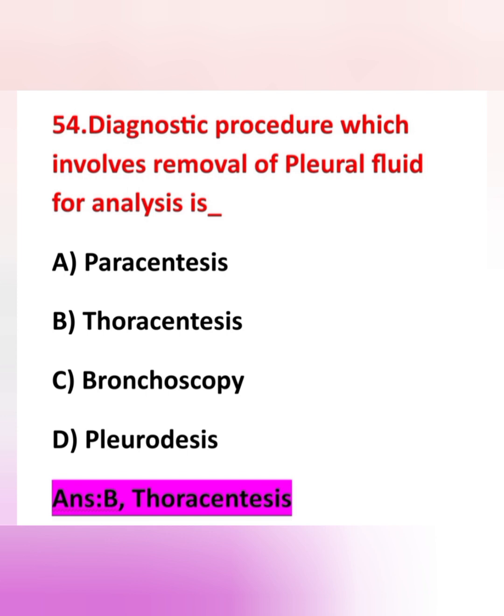Okay, remaining options. Bronchoscopy means the visualization of the tracheobronchial tree. And option A, parasynthesis, means removal of fluid from the peritoneal cavity. And here the question is removal of fluid from the pleural cavity for analysis, which is called thoracynthesis. Option B is the correct answer.